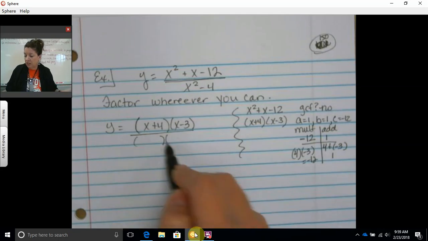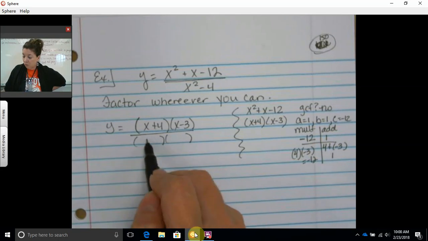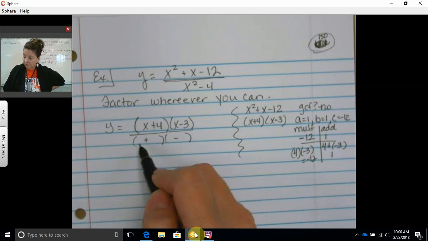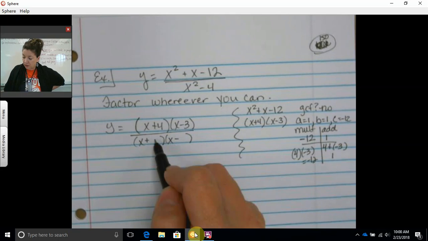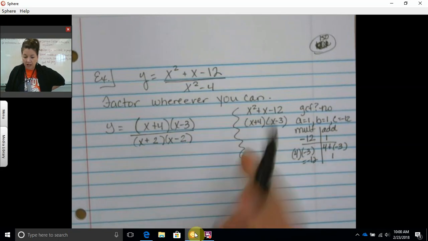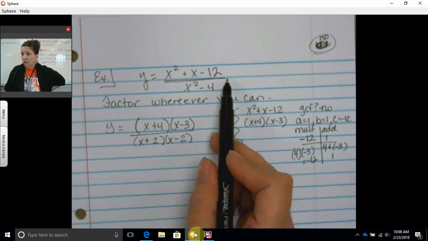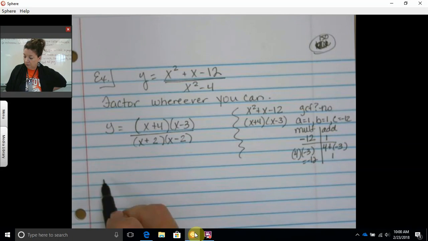I just need to make 2 sets of parentheses. In a difference of squares, one's going to have a plus in the middle, one's going to have a minus. What's the square root of my first term? What's the square root of my last term? 2. So x plus 2, x minus 2. Oh, and it did not have a GCF. Okay? So this new function is equal to the original function, it's just factored, right? So now I'll start my steps. Anybody have a question so far?